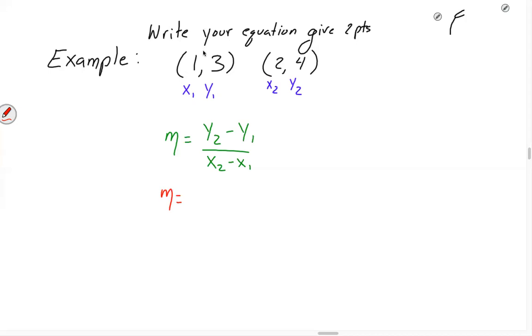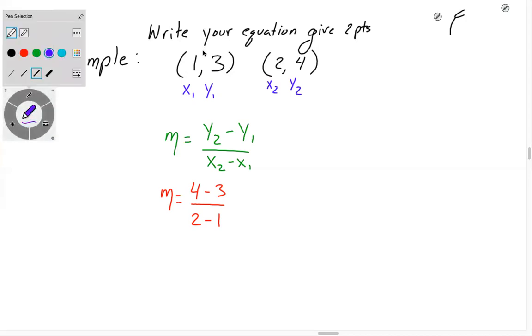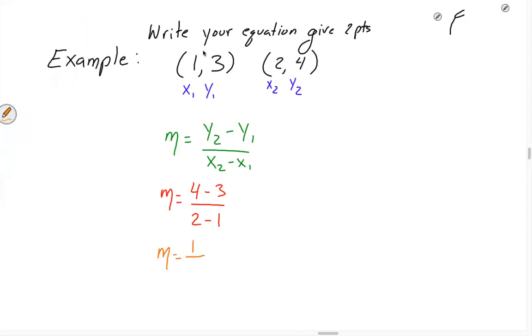what we are solving. So we're just going to do 4 minus 3 over 2 minus 1. Now, Angela, we can solve it. So I'm going to do 4 minus 3, that's 1, over 2 minus 1, that's 1. So my slope is 1.